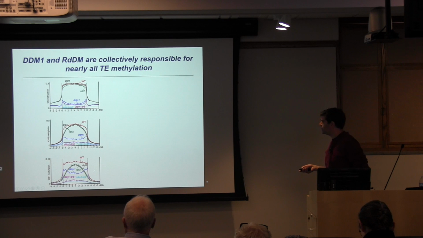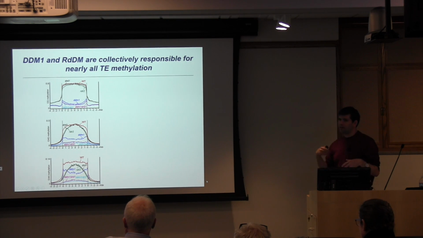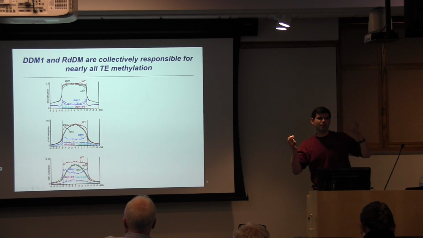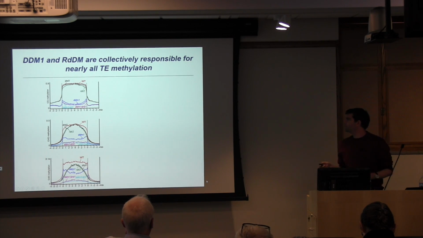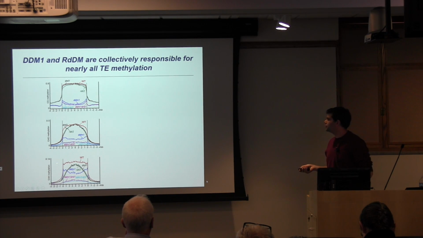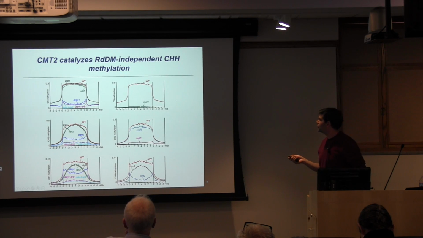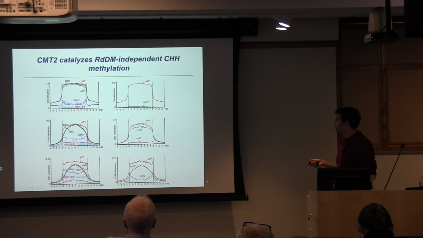So the bottom line here is that DDM1 and RNA-directed DNA methylation are complementary methylation systems. If you get rid of both of them, you basically get rid of almost all the transposon methylation in the Arabidopsis genome. And so the next thing we tried to do is to link this phenomenon to the methyltransferases that are doing it. The first two parts here are just what we already knew.